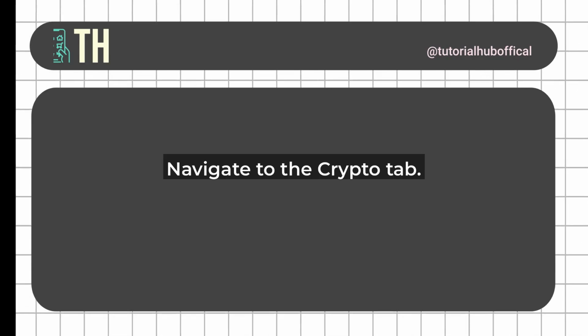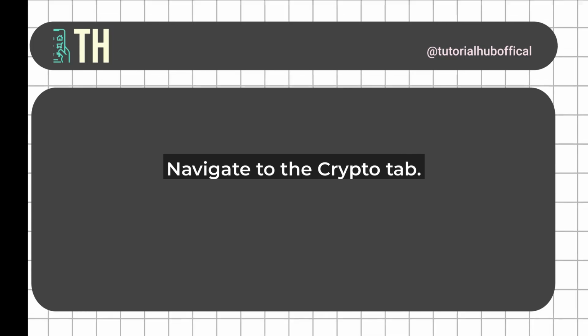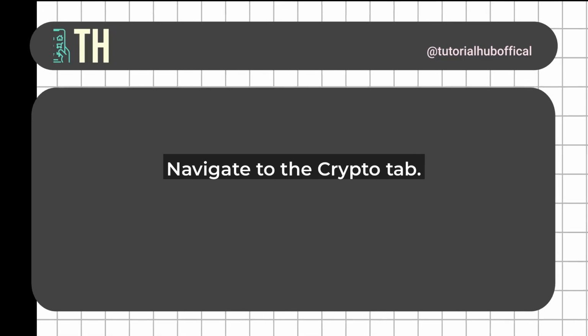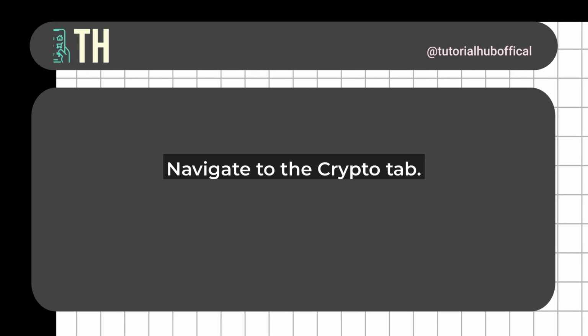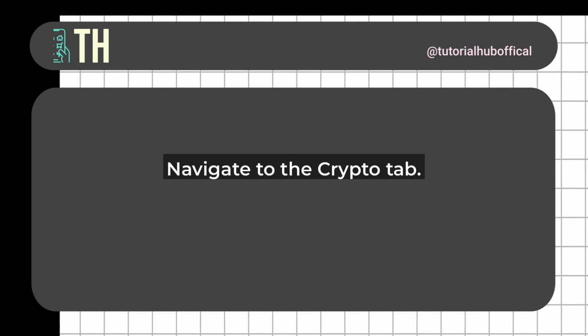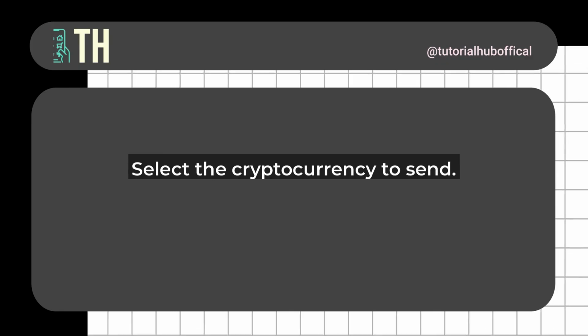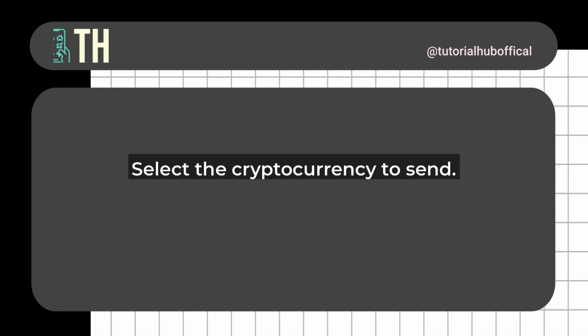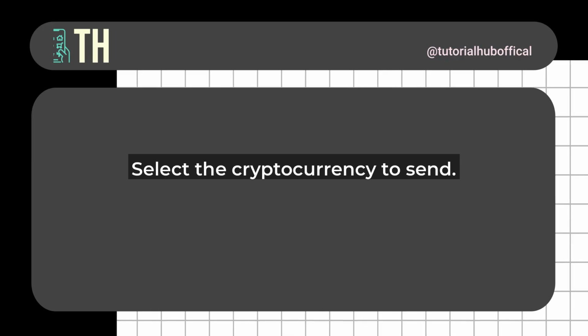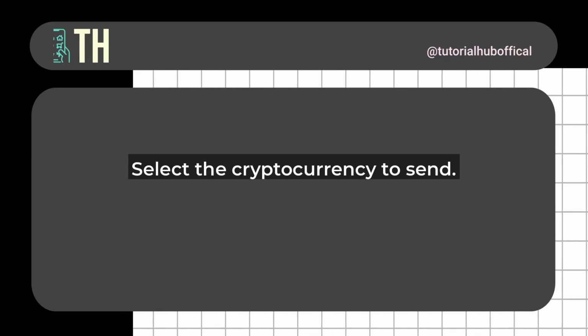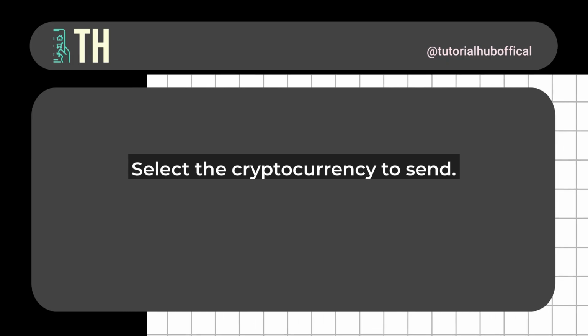So, let's get started. First things first, make sure you're logged into your Robinhood desktop app. If you haven't already, download the latest version from the official Robinhood website to ensure you have all the 2025 updates. Once you're in, head straight to the Crypto tab on the main dashboard. It's usually right there on the left sidebar for easy access.